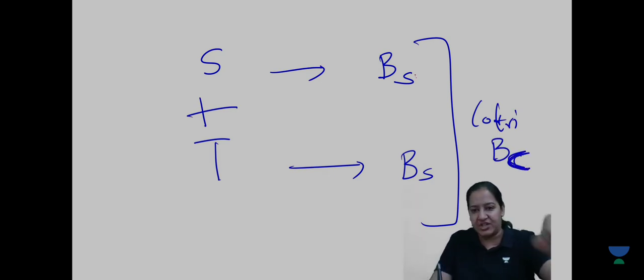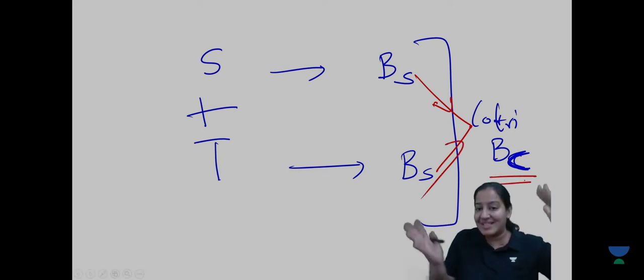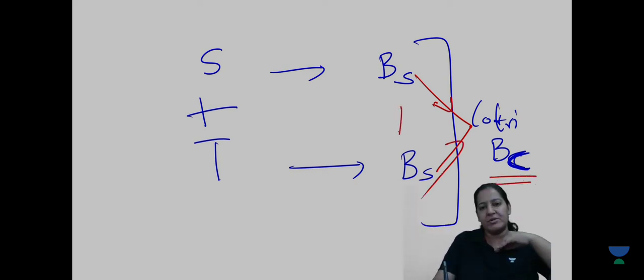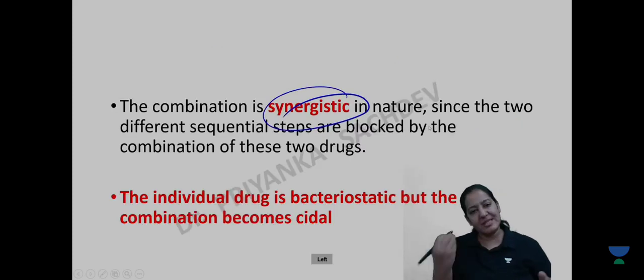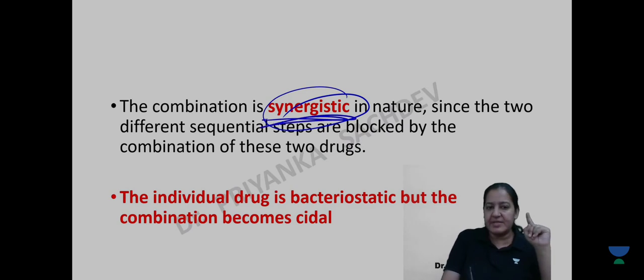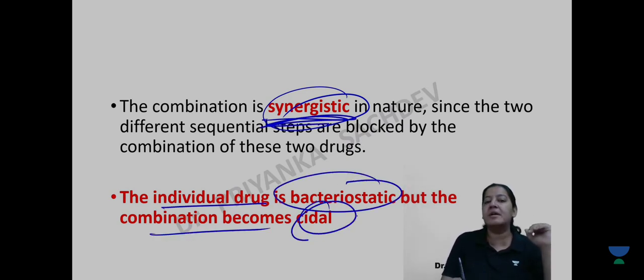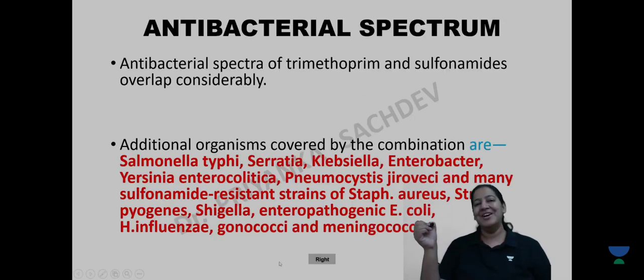This is known as synergistic action. Synergistic action means they are exacerbated, so bacteriostatic plus bacteriostatic will become bactericidal. You have to say all these things. These are all MCQs, I will show you right now. So it is the synergistic action: the individual drug is bacteriostatic, but the combination becomes cidal. You got my point?